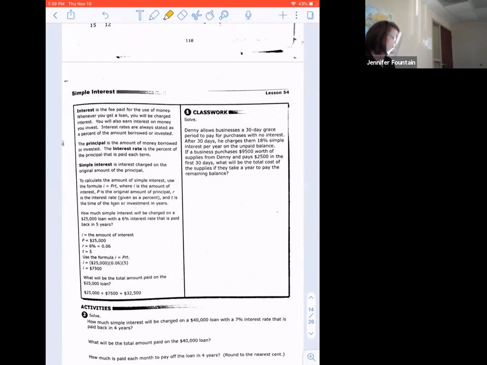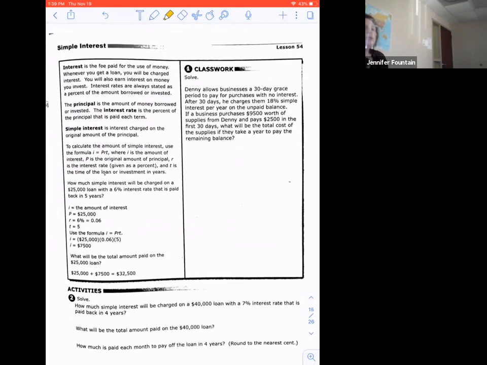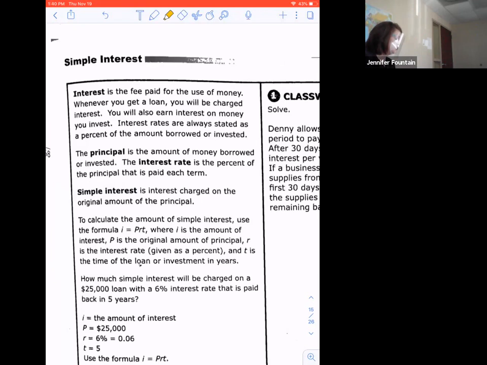The next thing I want to talk about is lesson 54. We're going to look at this for just a minute. It's called simple interest formula. So sometimes if you ever need to borrow money, you may be charged simple interest. And what that means is you're basically charged a fee for borrowing money. Or if you invest money, you can earn interest and make money on what your investment is. Interest is the fee paid for the use of money or the investment of money. Principal is the amount of money that's either borrowed or invested. The interest rate is a percent of the principal that's paid each term.